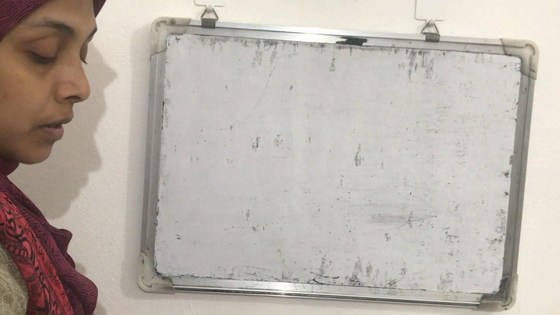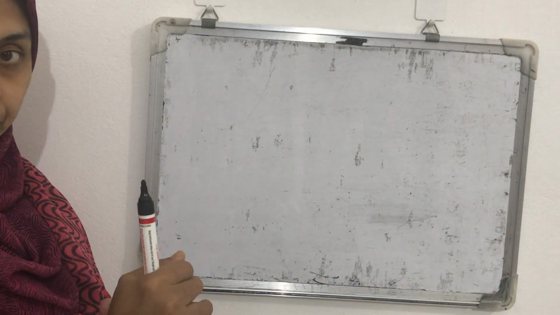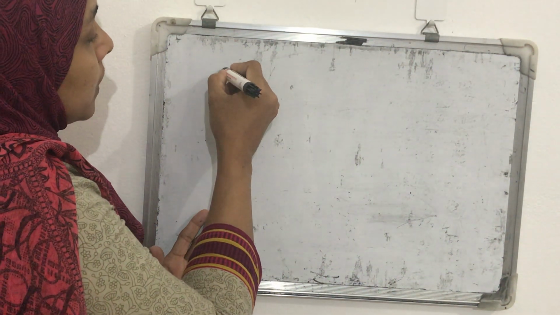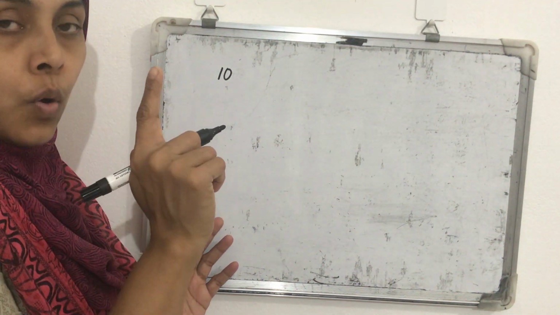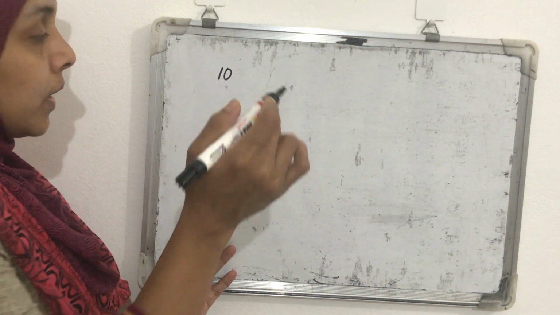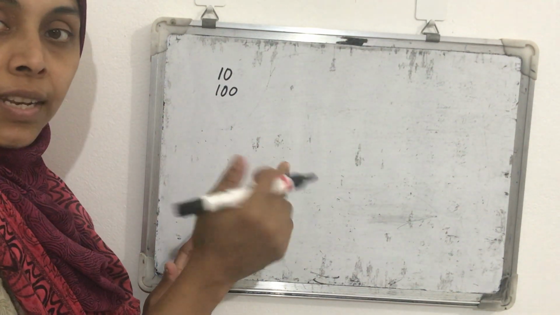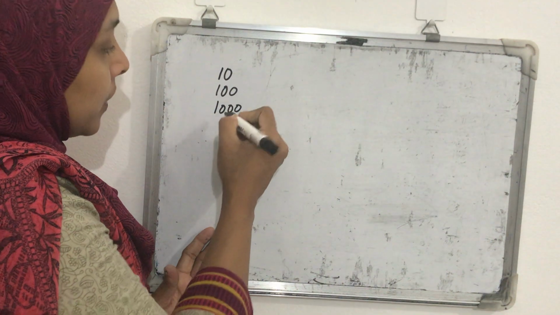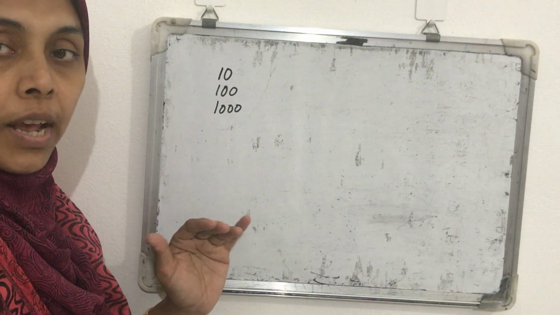And about zeros also we discussed. If there is an odd number of zeros at the end of a number, suppose the number 10, here there is only one zero, so it will not be a square number. If there is an even number of zeros at the end, then only it can be a square number. What about 100? 100 has 2 zeros, an even number, so it will be a square number. Just like 1000, it has an odd number of zeros, so it will not be a square number.